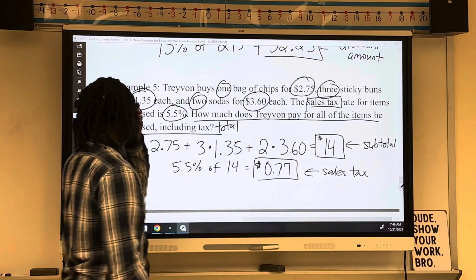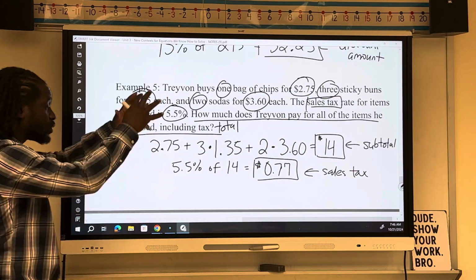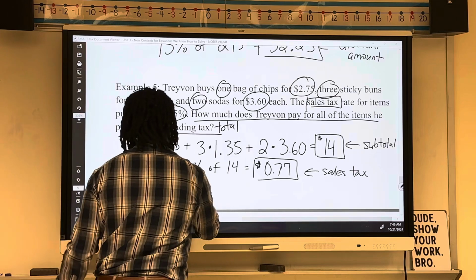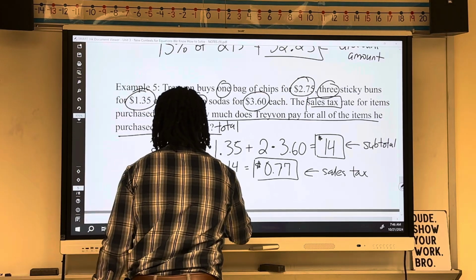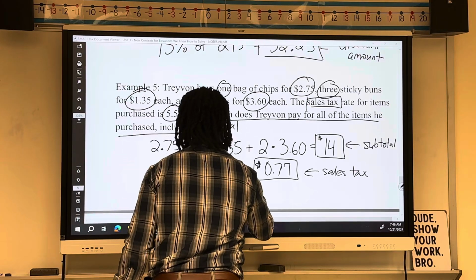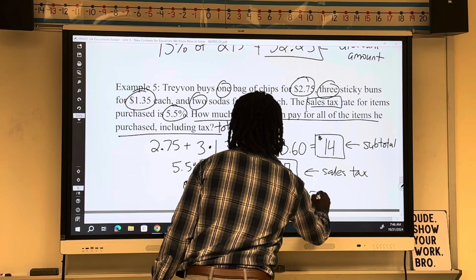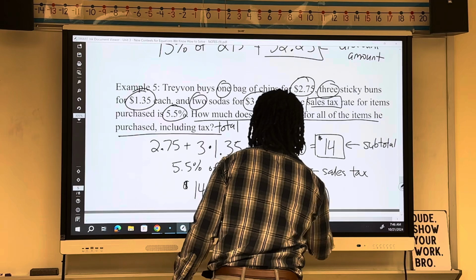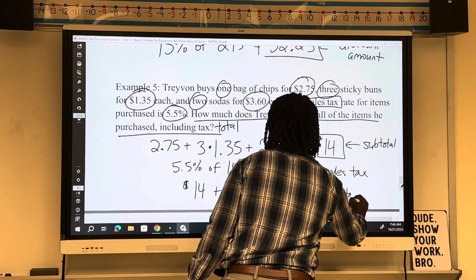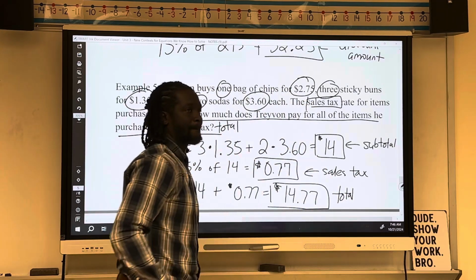And so because I am looking for the total, including tax, I have to take the $14 and I gotta add it to the tax amount, which is 77 cents. So I end up with $14.77. And that is my total after tax, right?